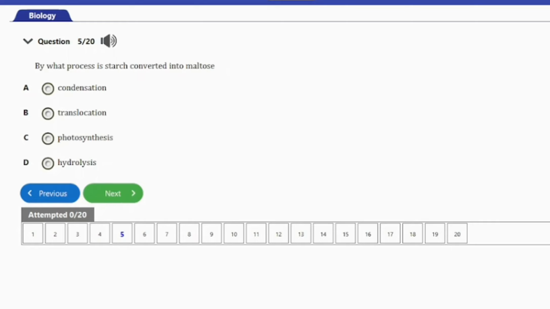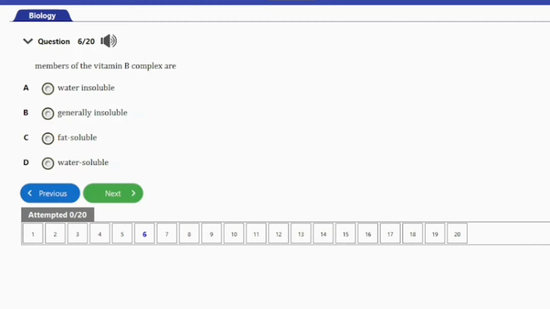Question number 5 here, it says, by what process is starch converted into maltose? So we have A, condensation, B, translocation, C, photosynthesis, D, hydrolysis. So usually starch is converted into maltose by hydrolysis, and that's option D here. So let's go ahead and consider the next question, guys. So that's question number 6 here.